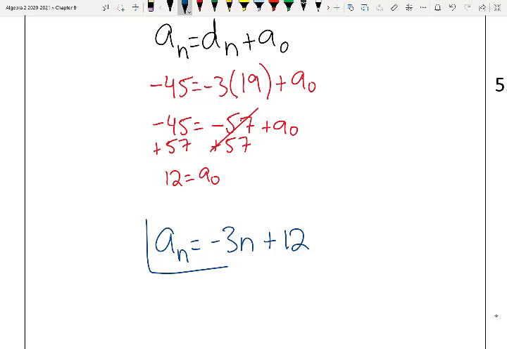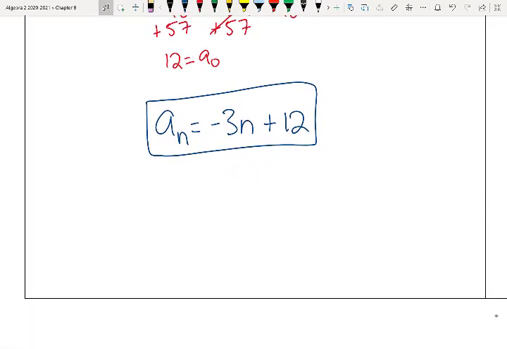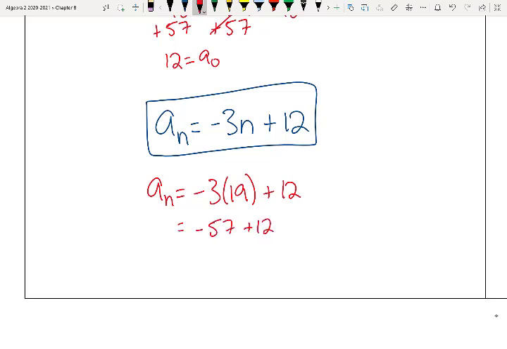And that's your equation. Now, if you wanted to check to make sure you did it correctly, you should be able to, again, work backwards. So if you're looking for the 19th term, a sub n equals negative 3 times 19 plus 12. Which if we do that, 3 times 19, 3 times 10 is 30, 3 times 9 is 27, so 30 plus 27 is 57. Negative 57 plus 12 gives me negative 45. So we're good. That is the correct equation.